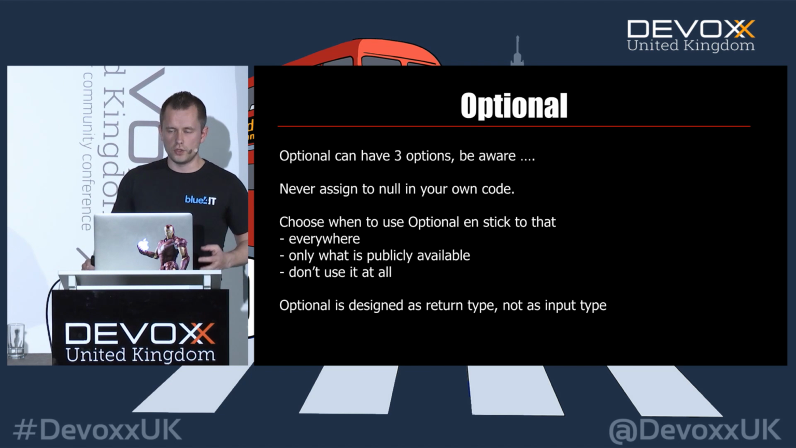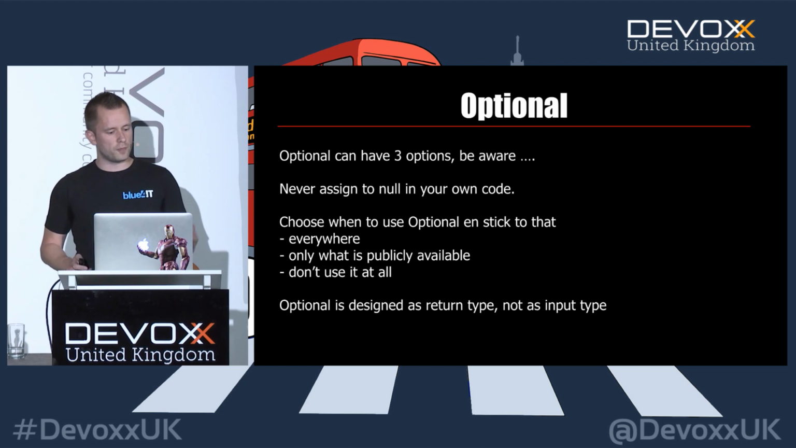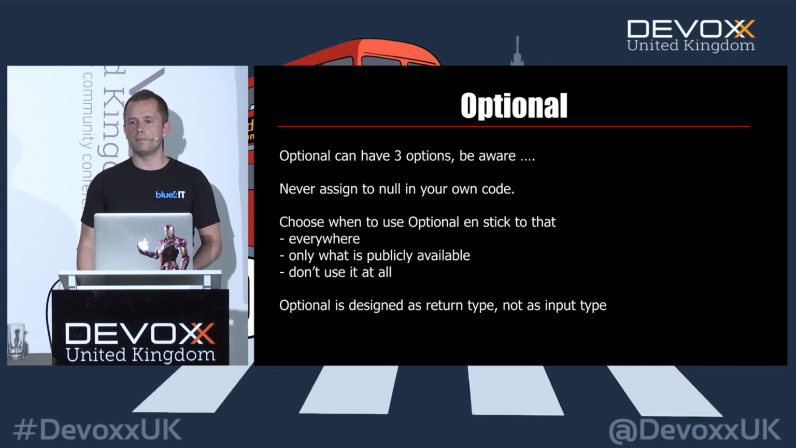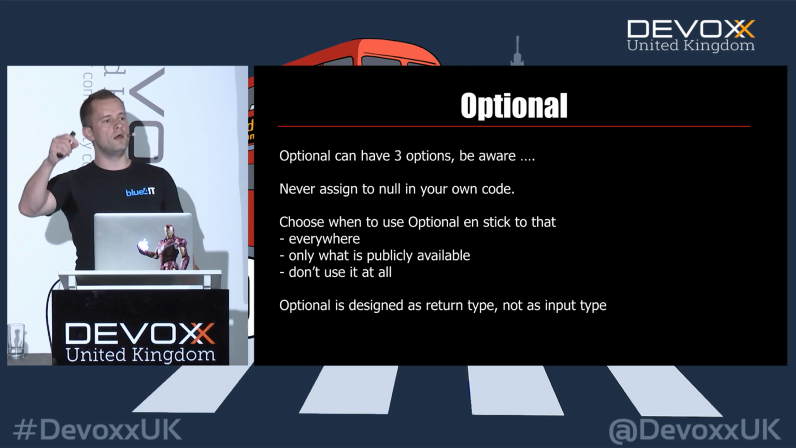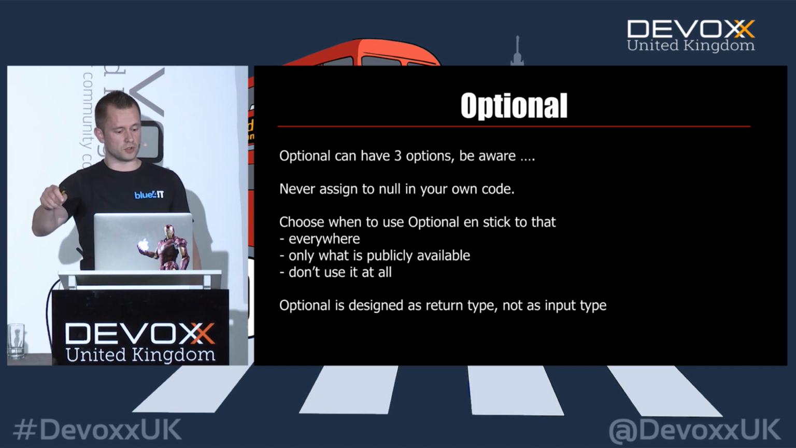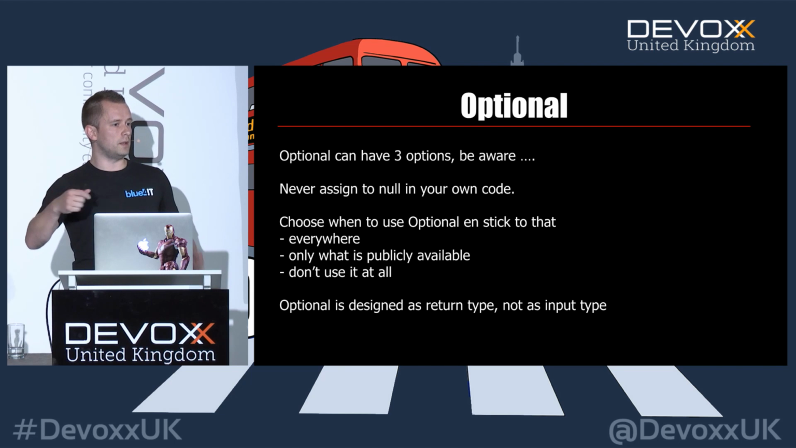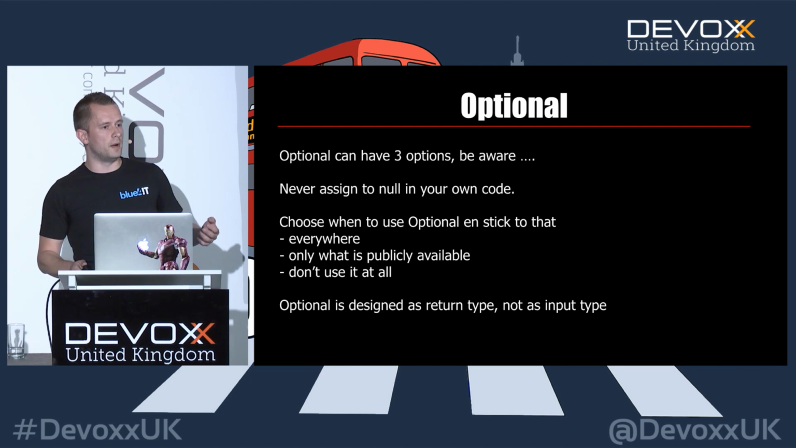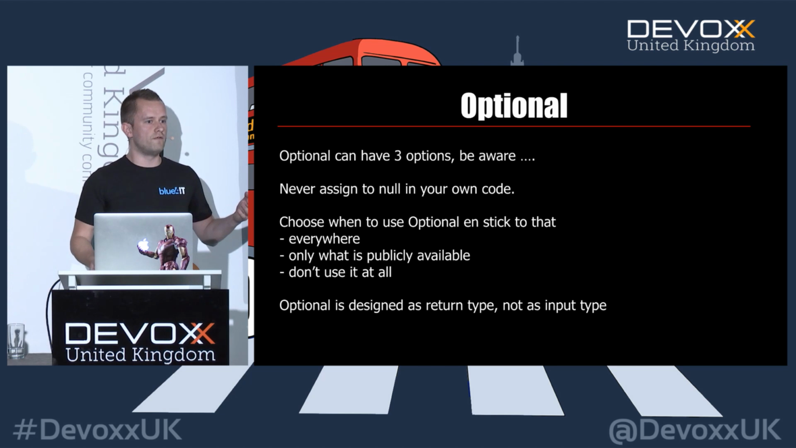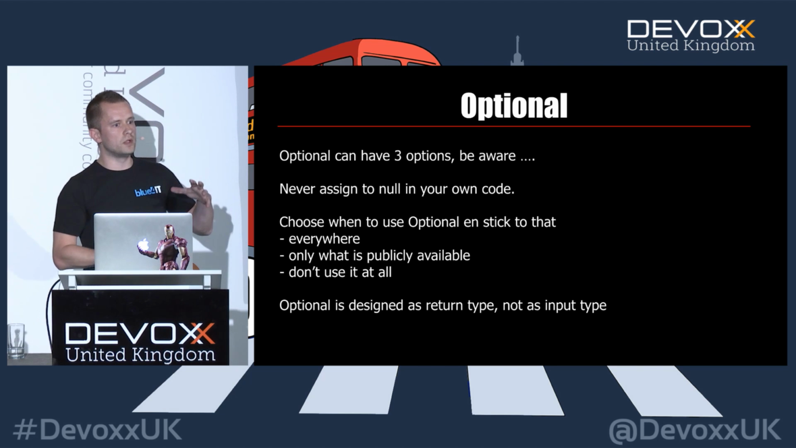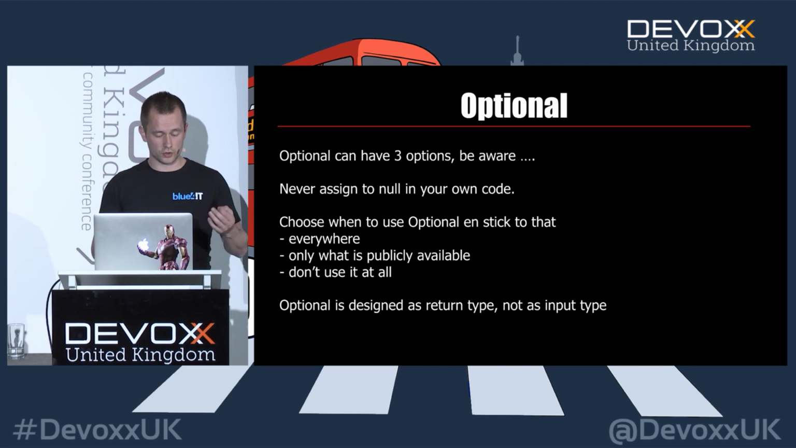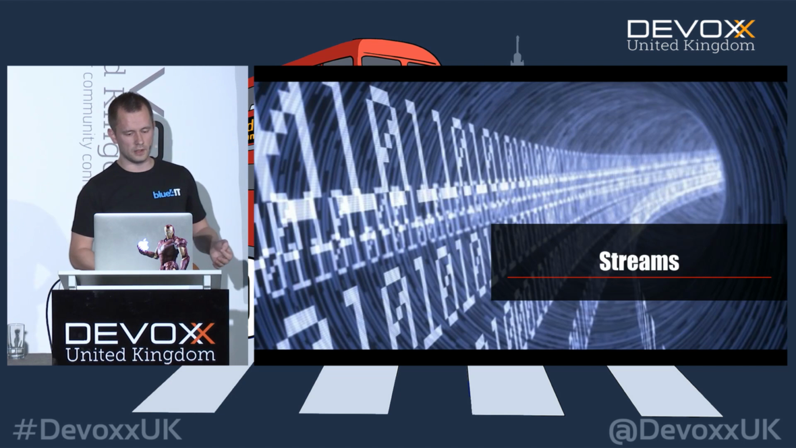Personally, I think it's a good way to use optionals in public functions. You warn the user of your library that something can be empty, something can be absent. Don't use it, in my opinion, as a parameter of a simple POJO or something. So optional is designed as a return type.